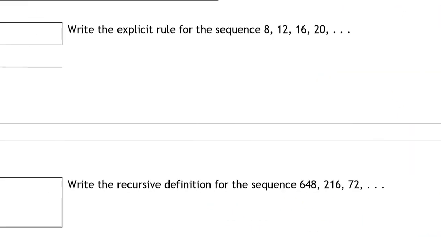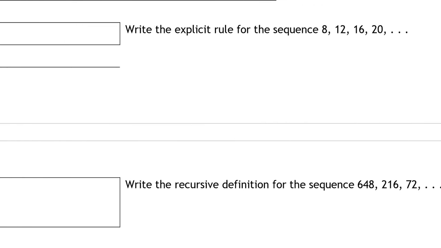So let's go and look at our particular problem here. It says write the explicit rule. The explicit one is the one where you just plug in n and it tells you exactly what it is for this sequence. If I look at this sequence, from 8 to 12 is a jump of 4, so I'm adding 4. 12 plus 4 gives me 16, and 16 plus 4 makes me land at 20. So each time I'm adding 4 in this sequence.